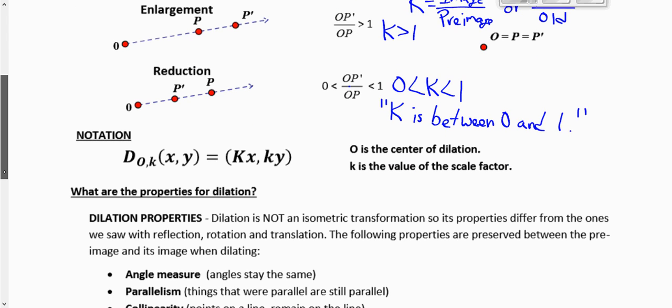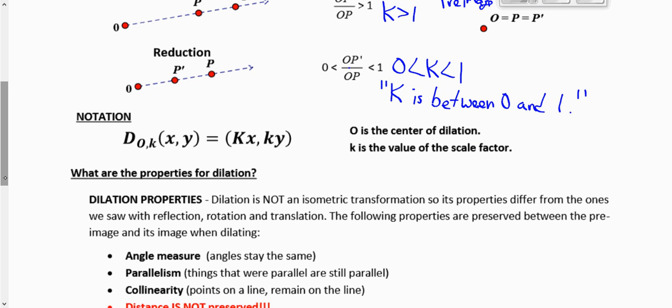All right, so here's our shorthand notation, the mapping notation, coordinate notation, whatever you want to call it. Of course, it's a dilation, so it makes sense to use a D, and now we have a little subscript here, O, comma K. In the subscript, that first thing is the center of dilation. And if you're in the coordinate plane, it might just be an XY pair of coordinates. And of course, K is the scale factor, or the multiple of enlargement or reduction.